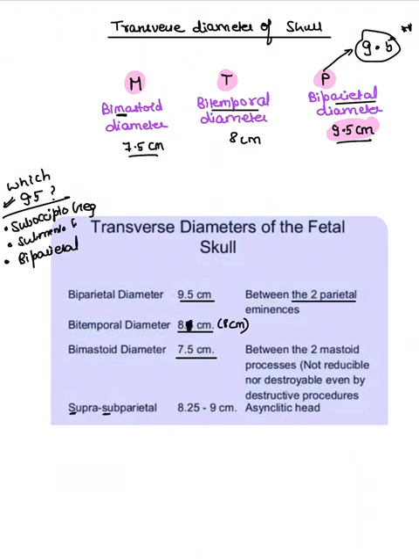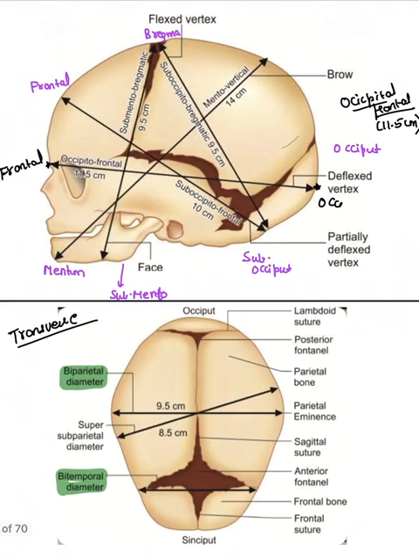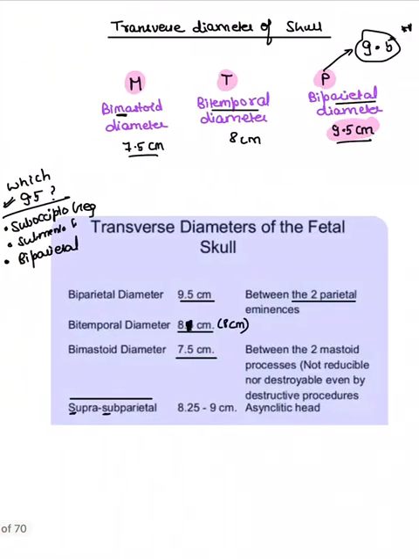Now coming on, guys, to the supra-subparietal diameter, guys. If you can see the photo, guys, this is the diameter. That is behind one point, that is this side. So this, guys, is 8.5 centimeter, guys. This is the supra-subparietal diameter, guys. So I hope this simplifies the topic of anteroposterior and transverse diameters of the fetal skull, guys.